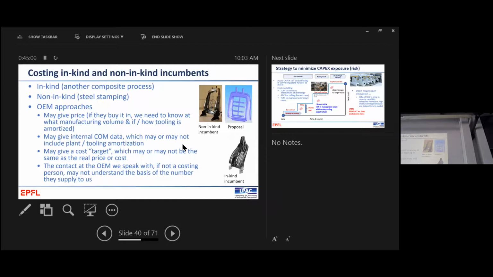Okay, you have to dig. You might need to get some consultants involved. So it's really important when you're given a target number, always to ask questions. Does it include tooling costs? Okay, ask.